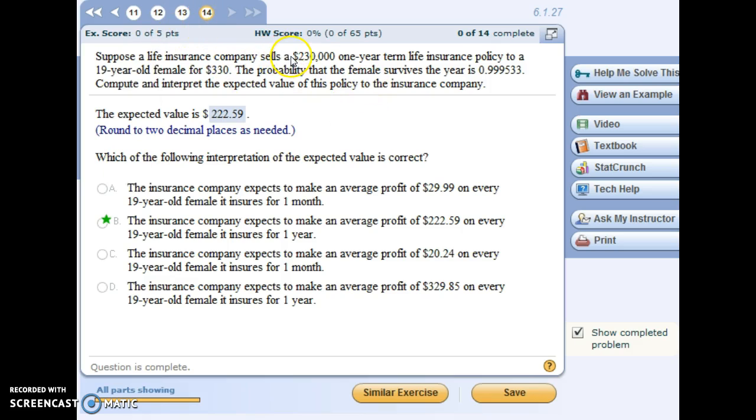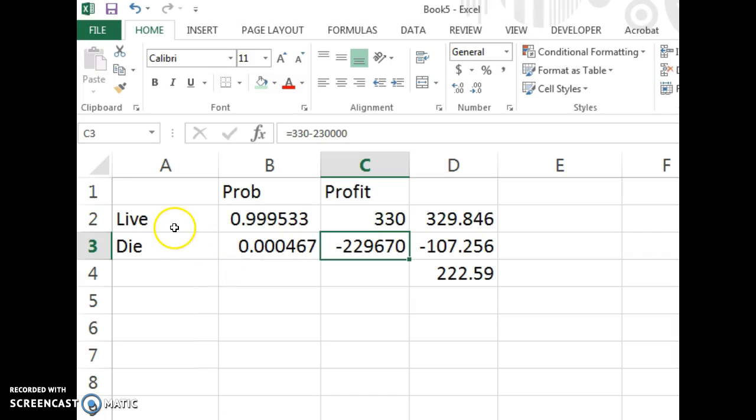Number 14 is an insurance situation. And here's the value the insurance company will pay out if the person dies. Here's how much the person has to pay in order to have that policy. And here's the probability that this given group of people, which for this example is 19-year-old females, will actually survive. And so what we're looking for is the expected value of this policy to the insurance company. So from the insurance company's point of view, the probability the person lives is given, and the profit they'll make if the person lives is the $330 they paid to get the policy.